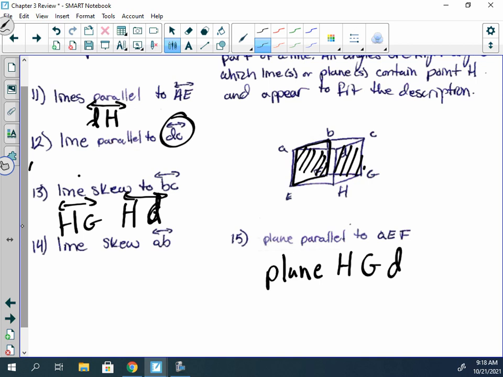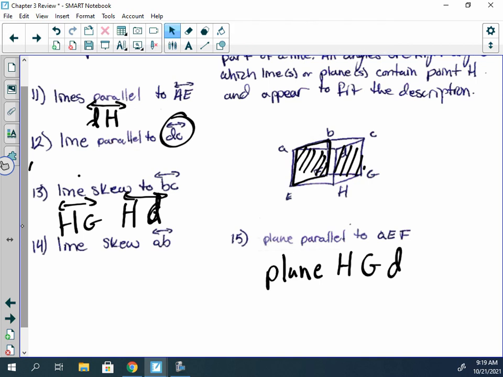Because if we're naming a line, we need how many points? 2. Or if they have actually named the line itself with a little letter at the end, we can name it that way. We do not use 3 letters to name a line. So having a line above it actually doesn't tell us anything. We would use "plane" in front of it.